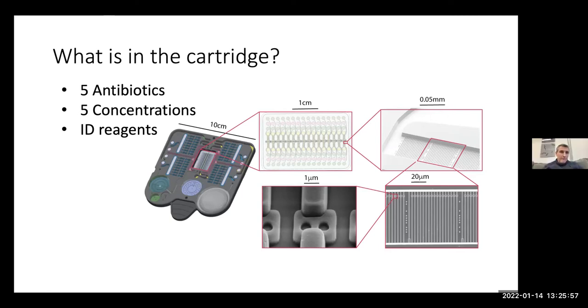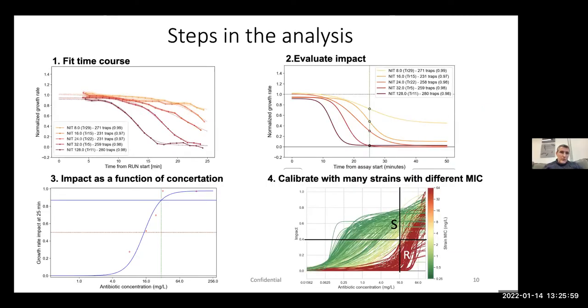Thank you, Eva. So what happens in the analysis? For each of these antibiotics, we get temporal responses in growth rate for 5 different concentrations. So this is the nitro again. You see the growth rate drops fastest if you have a higher concentration. We fit this to a logistic function, and then use that interpolated function and evaluate the impact after 25 minutes.